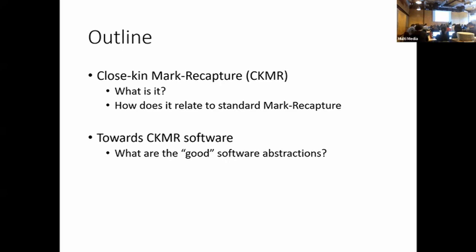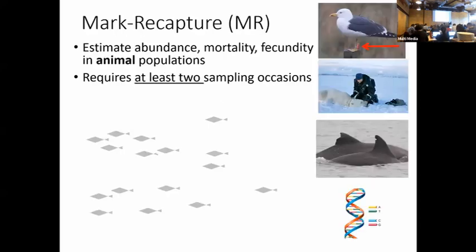And then the last part is what concepts do we need to develop close kin software? And then one or two really powerful software abstractions is what I think we should aim for, rather than trying to make a complete package.